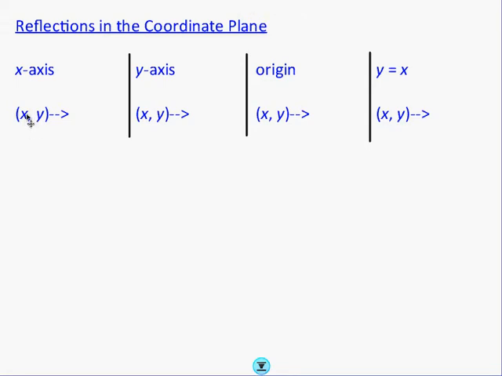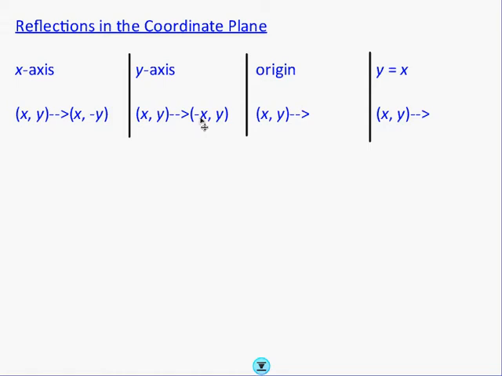We start with the point xy. Where does it go? It depends on what we do to it. When we flipped it over the x-axis, the only thing that changed was the y-coordinate switched from positive to negative or negative to positive. Over the y-axis, the only thing that changes is the x. So if we start with a positive x, we end up with a negative x, and vice versa.